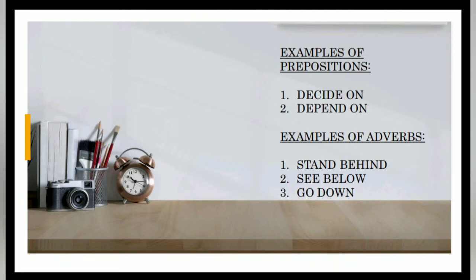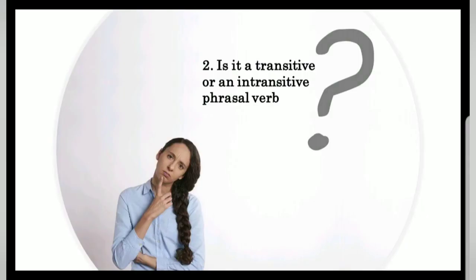When we go towards the examples of an adverb, we can see that there are three examples: stand behind, see below, go down. The second important thing which we should keep in our mind is whether it is a transitive or an intransitive phrasal verb. Well, this part plays a very important role.